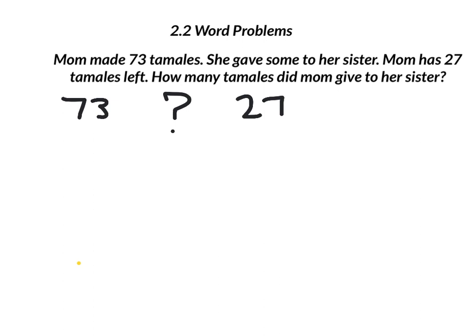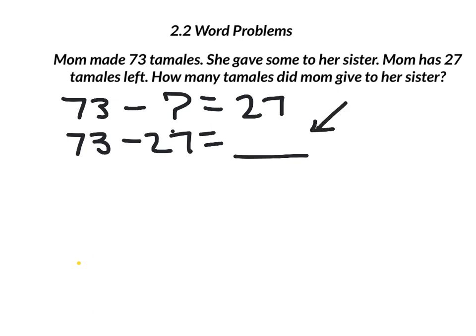So it's 73, take away the amount that she gave, and then we end up with 27 left over. That's our number sentence, but I need to rewrite it so that I can solve it. And this is how I would rewrite it. I would just use 73. If I get rid of the 27, then I'm going to figure out how many tamales were given to her sister. So that's my problem: 73 minus 27. Let's get started on it.